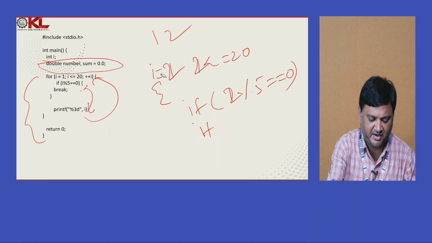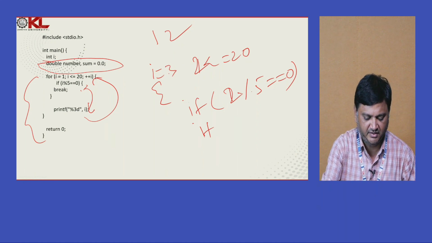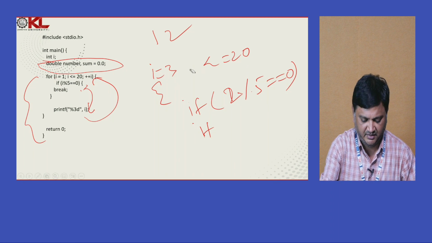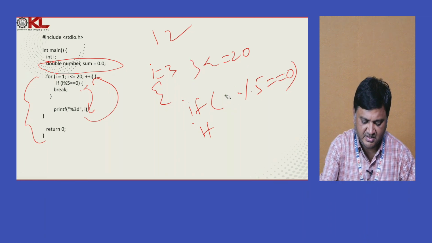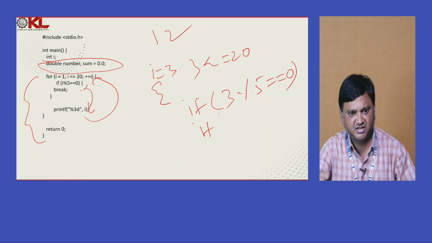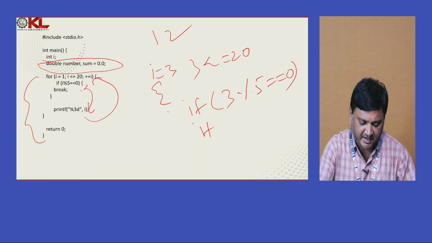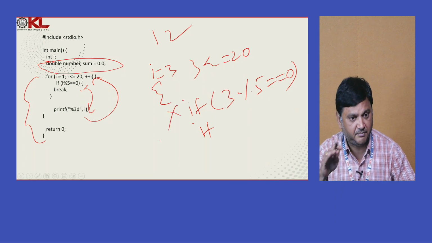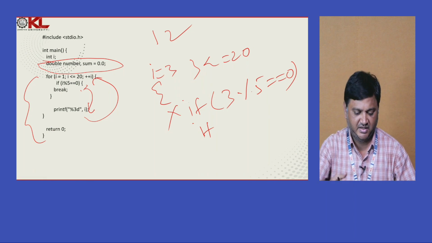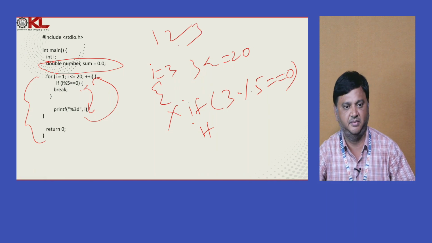What is the next i value, my dear students? 3. Is 3 less than or equal to 20? Yes. Again I am going inside, I am checking the condition. Is 3 modulus 5 equal to 0? Again the condition is false. Will I stop my program or will I print the i value? Yes, my dear students, your answer is right. The i value will be printed on the screen.